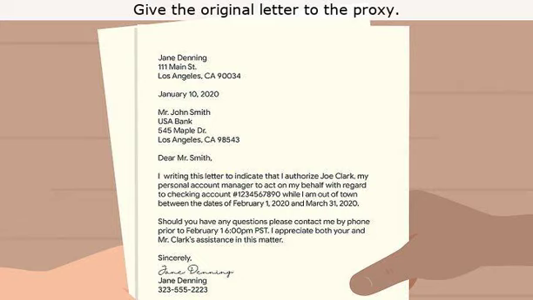Step 4. Give the original letter to the proxy. In most cases, the proxy will retain the letter so that he or she has proper documentation of authority granted. The proxy may need to present the letter to immigration officials, for example, if he is traveling internationally with your child.